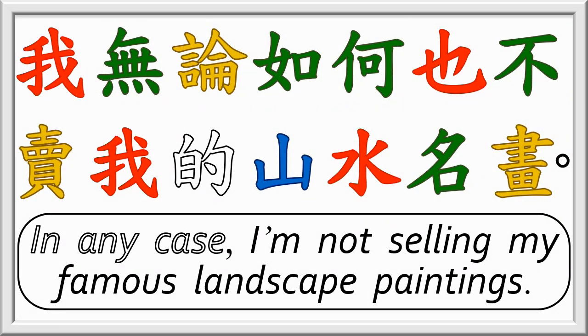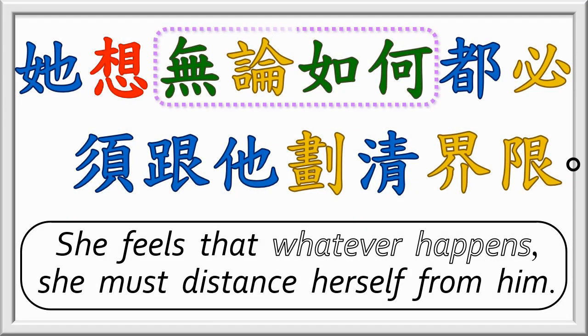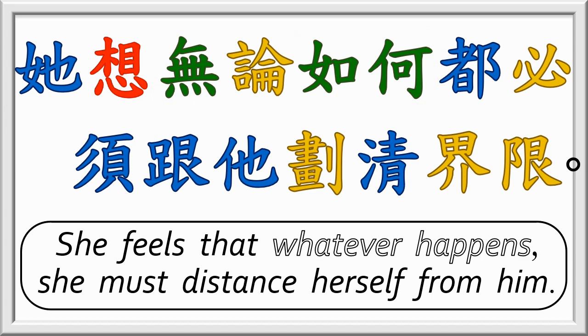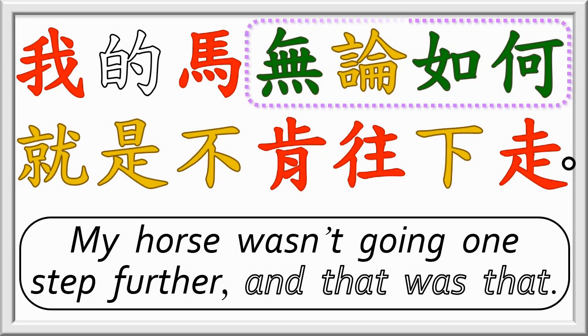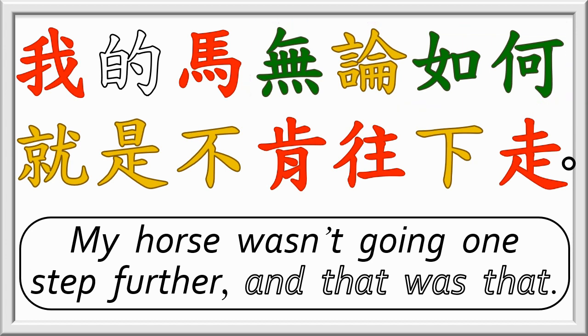我无论如何也不卖我的山水名画。In any case, I'm not selling my famous landscape paintings. 他想，无论如何都必须跟他划清界限。She feels that whatever happens, she must distance herself from him. 我的马无论如何就是不肯再往下走。My horse wasn't going one step further, and that was that.